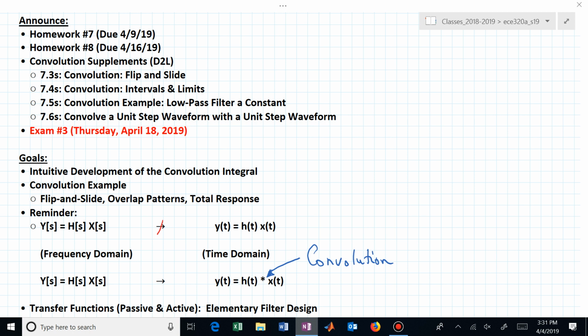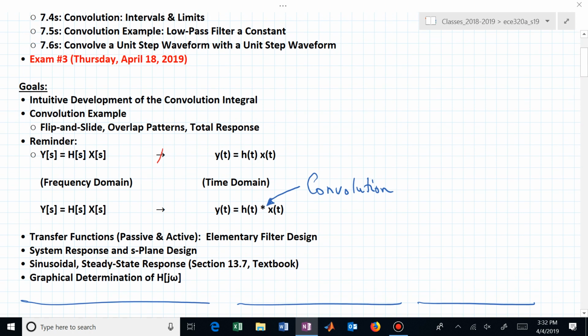Then supplement 7.5 talks about low-pass filtering a constant. What does that mean, or what does that do? And then the last one here for a supplement is what happens when you convolve a unit step with a unit step. Those are some supplements you might want to look at. I think they would be helpful in trying to work through Unit 7 material.